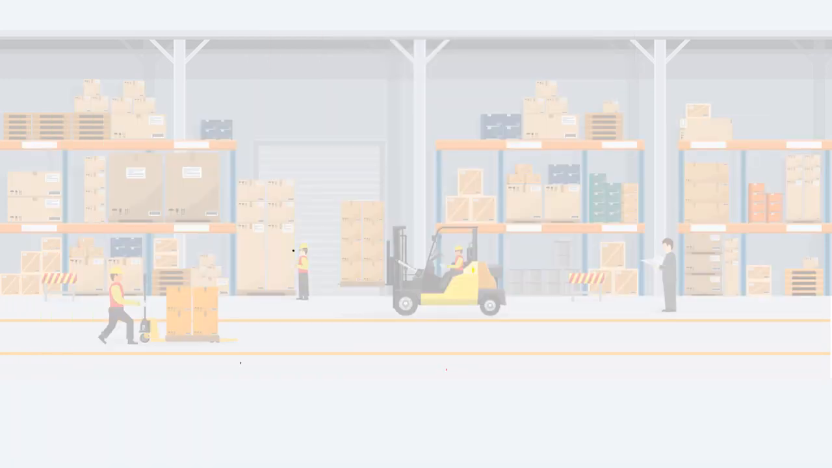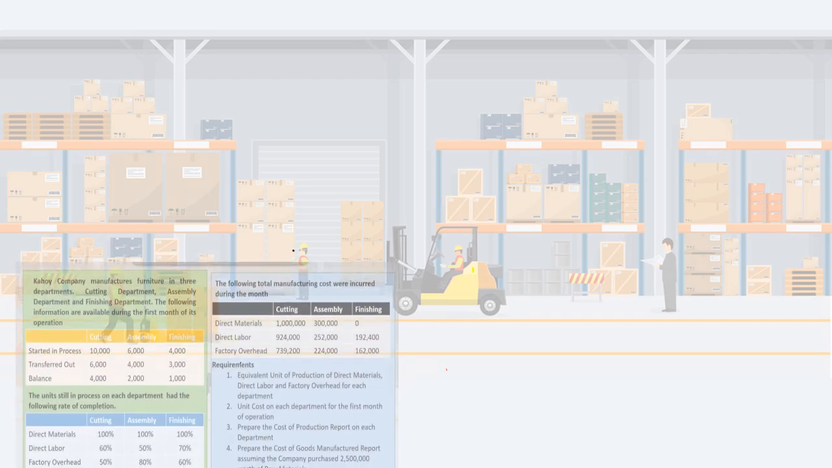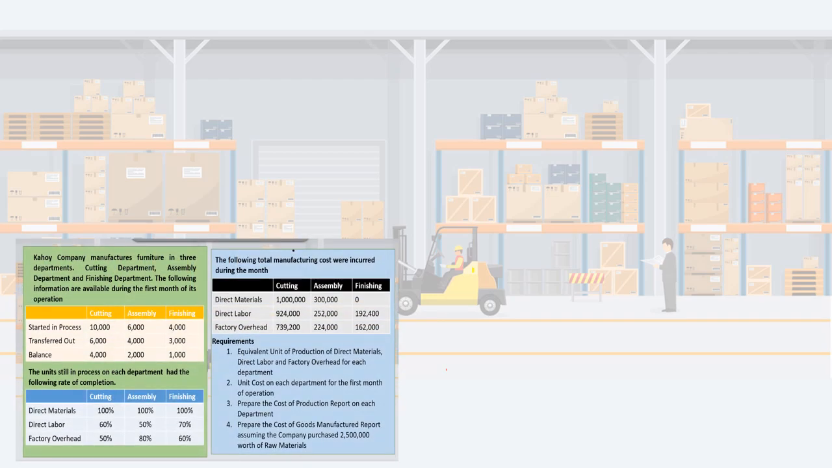Okay, so let's try to satisfy the first requirement, which is the computation of equivalent unit of production. So ito ang ating given from our last slide. So hopefully nakikita niyo siya. As we mentioned sa ating last video, equivalent unit of production is crucial in process costing because this is used as a denominator in order to compute the unit cost.